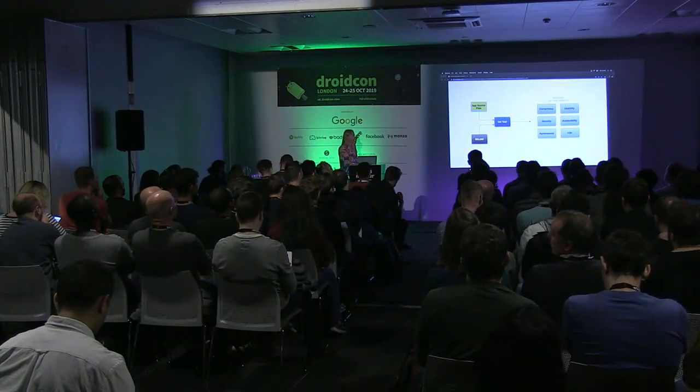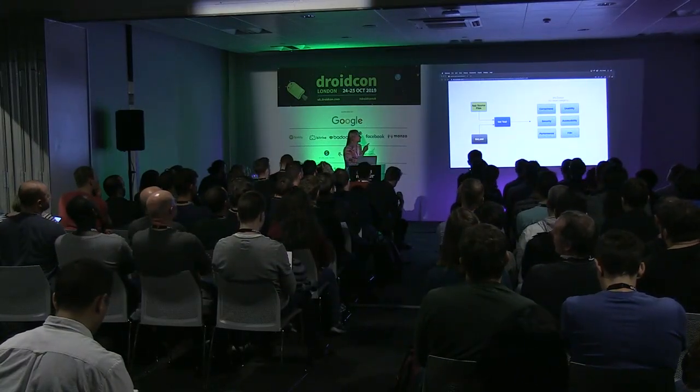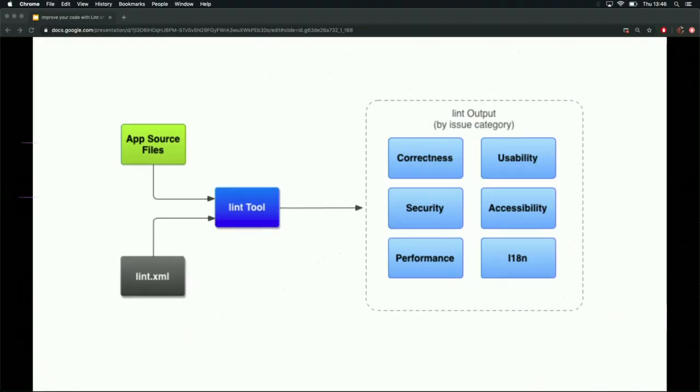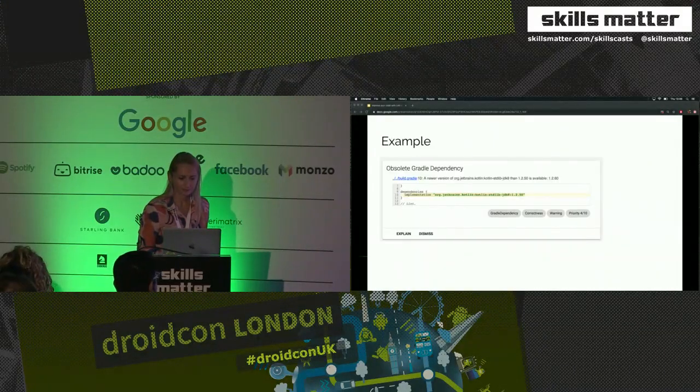How does it work? It takes all your source code. It uses a lint XML configuration file. I'm going to show you a bit later about that. And the linter tool will compile that into lint warnings that will be based on a category. So from correctness, usability, to security, to performance, also internationalization of strings.